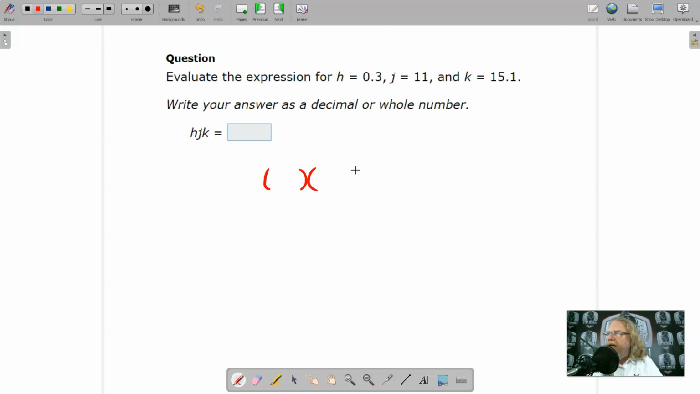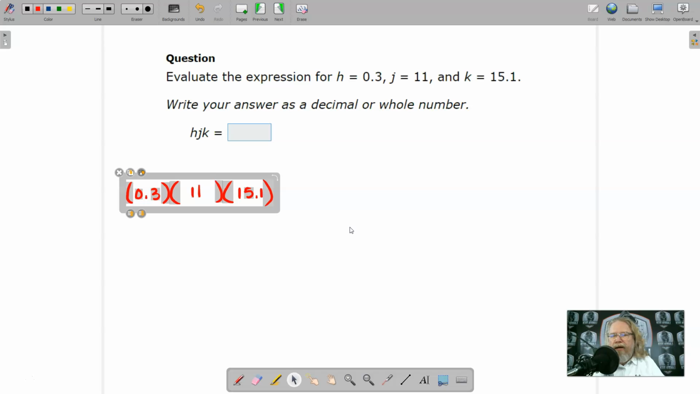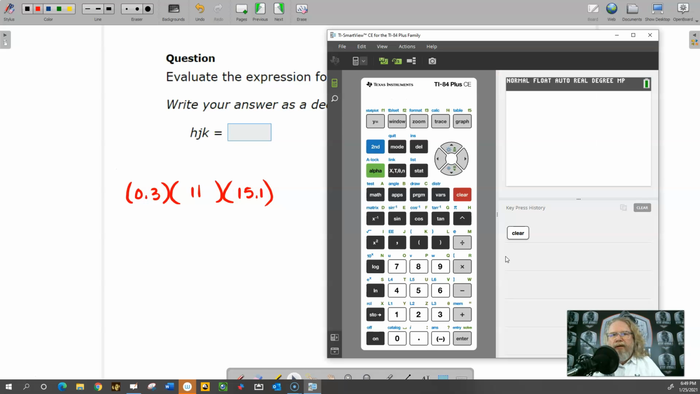H, J, and K. Let's put in the value of H, 0.3. Let's put in the value of J, 11, and the value of K, 15.1. Now I might want to go ahead and move all of this to the side, because I'm going to pull up a calculator and we're just going to use the calculator and enter these values in here. So we just need to multiply all of these together. Now I could do 0.3 times 11, get the answer, and then enter 15.1.